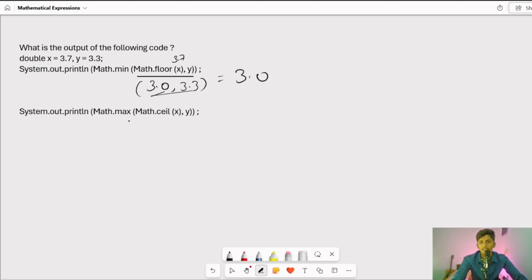Next, in the same way here, Math.max. So you should find the maximum value of both arguments, that is Math.ceil of x. The x value is 3.7. If you use the ceil function, you will get 4.0, comma, value of y is 3.3, and the maximum of these both is 4.0. So this is how you can answer it.